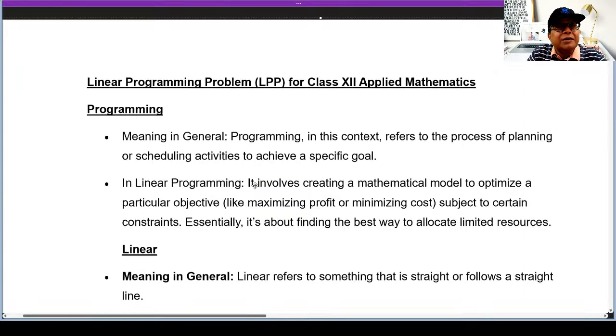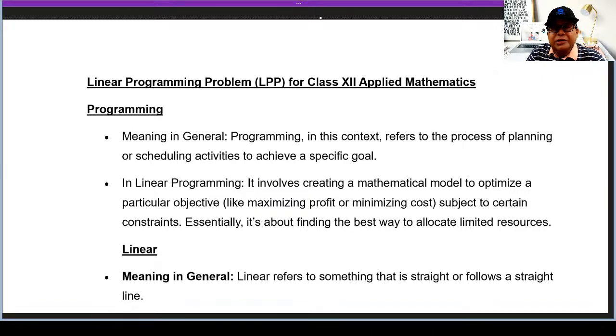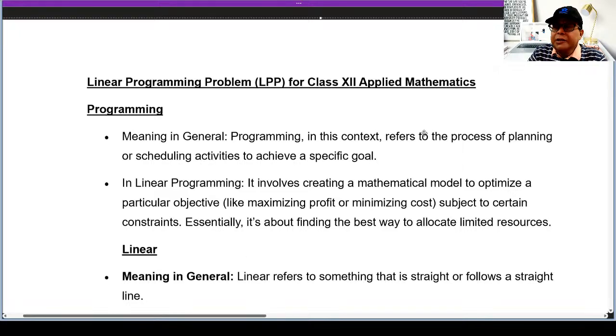Linear programming, this topic is easy to score and carries 7 marks, so you must learn every part of it carefully. Its meaning in general is what? It refers to the process of planning or scheduling activities to achieve a specific goal. In linear programming, we create a mathematical model to optimize a particular objective, like maximizing profit or minimizing cost, subject to certain constraints. It's about finding the best way to allocate limited resources.